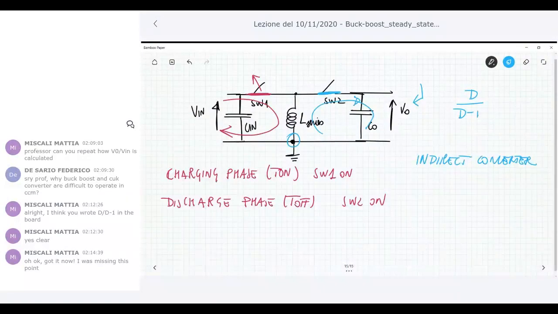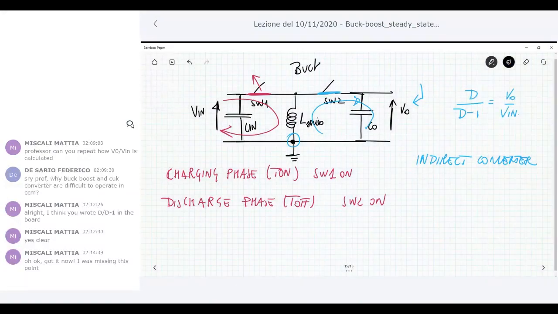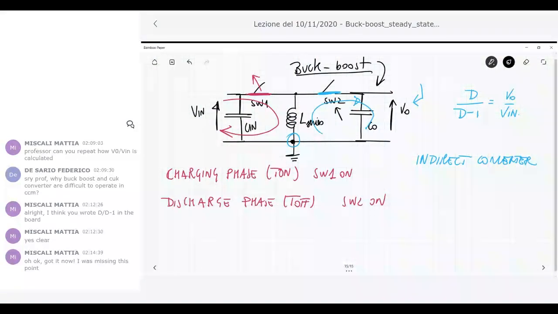So what happens here is that my relationship between the output and the input, the conversion ratio, is Vo over Vin. This circuit here is the buck boost. As you can see, this circuit that I designed here is the classical inverting buck boost that I explained to you. This is the MOSFET, and the switch dual should be the diode, for example. So as you can see, I derived the buck boost simply by reasoning about the connection of a buck on the input side and a boost on the output side.